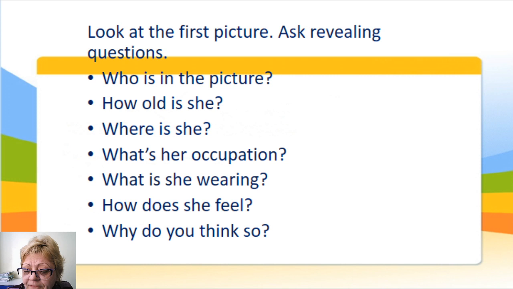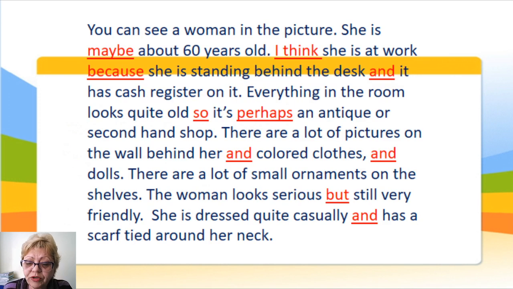Okay, now let's read the description. Just an example of description. Okay, you can see a woman in the picture. She's maybe about 60 years old. I think she's at work because she's standing behind her desk and it has cash register on it. Cash register – это кассовый аппарат. Everything in the room looks quite old, so it's perhaps an antique or second-hand shop.